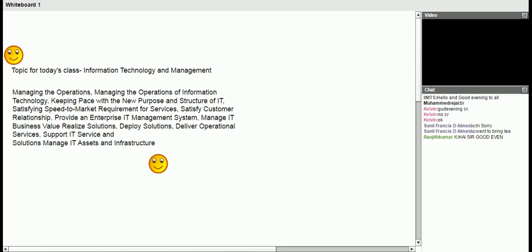Okay, so let's start the class. So today's class, as we all see on the whiteboard right now, it's on information technology and management, and the subtopics which we are covering in today's class is managing the operations. No, it's not a customer relationship management, it's an IT management. That is information technology management. It's an IT management.